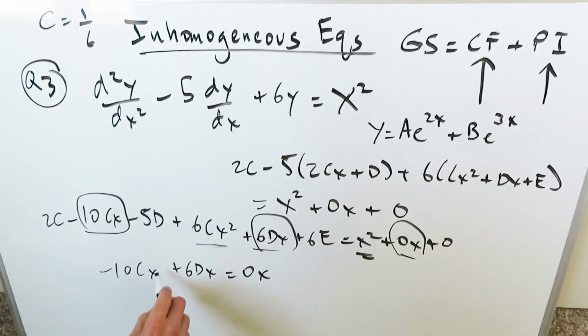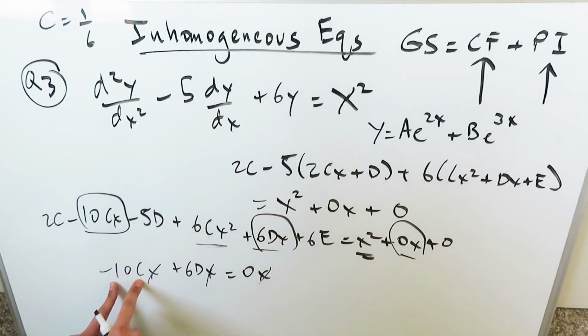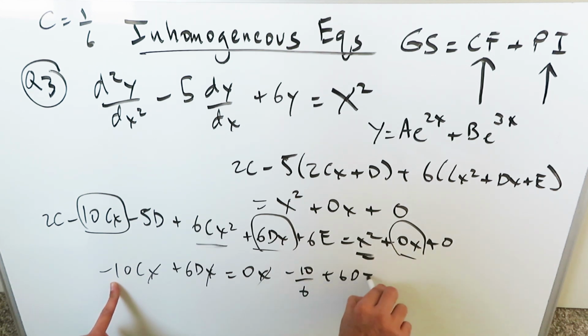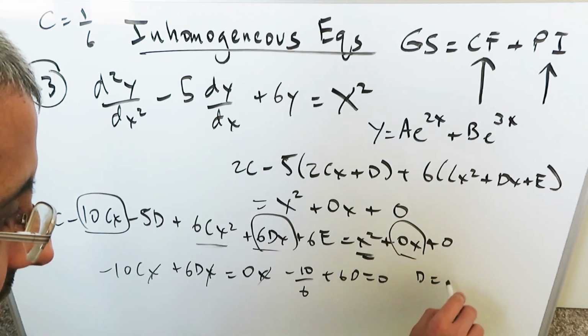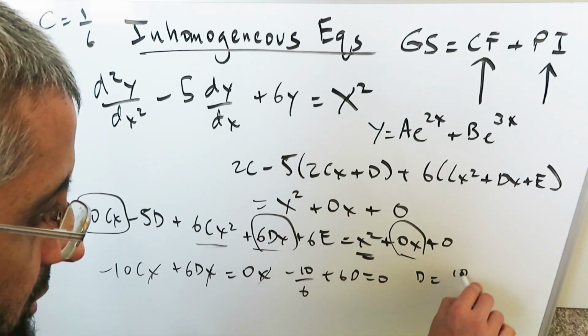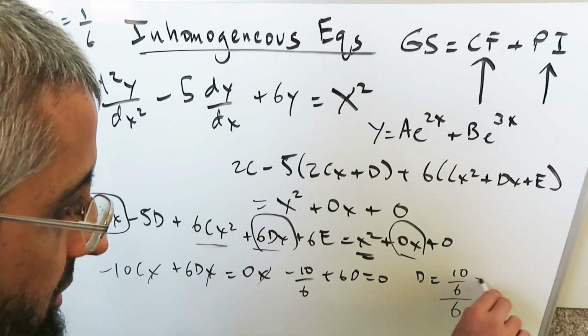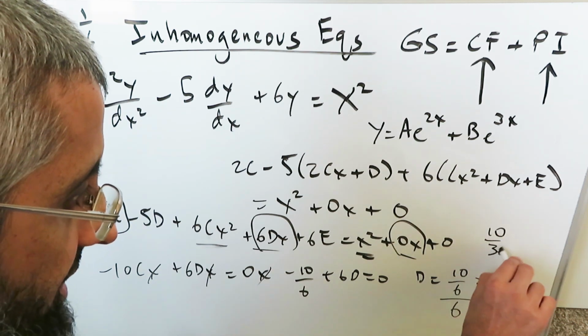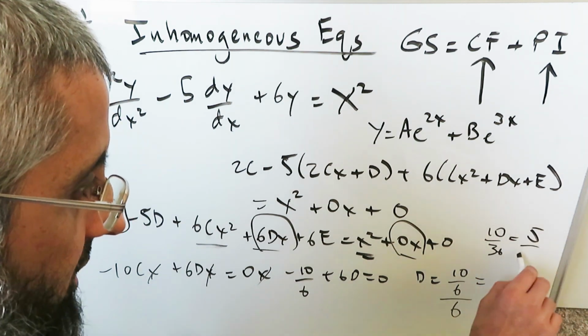In all instances, if you want, you can cancel out the x's because you can divide everything by an x and it'll go away. You'll bring in the value of c right here. I have a minus 10 times c, which is 1 over 6. I have a minus 10 over 6 plus 6d is equal to 0. You're solving here for d, and it wouldn't be hard. D is equal to, you're pushing it on the other side, 10 over 6 over 6, and you know that'll be a 10 over 36, and you know that'll be a 5 over 18.